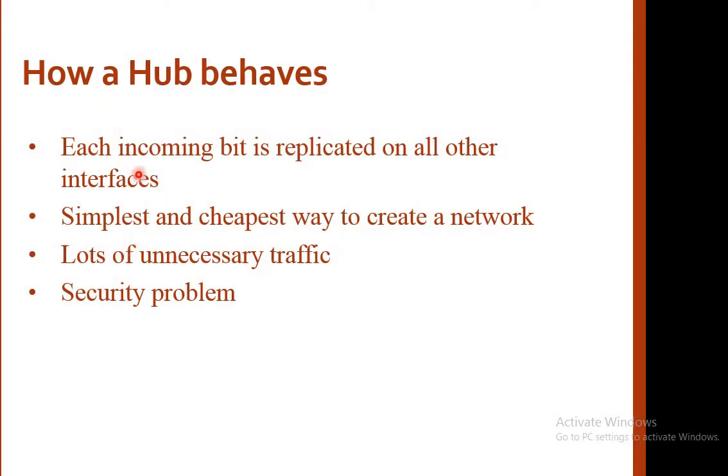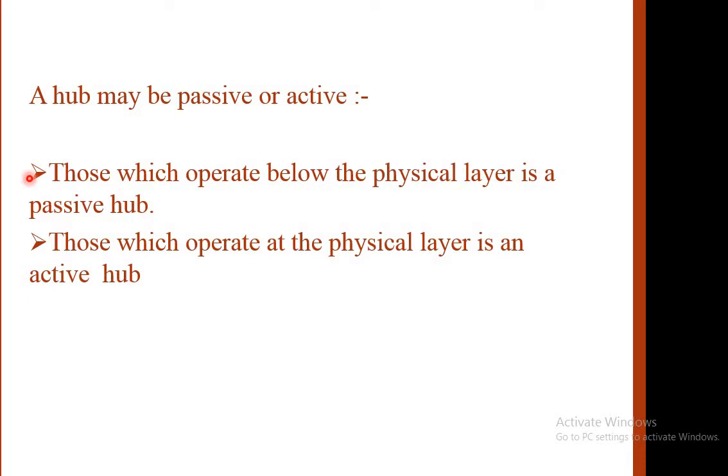How a hub behaves: each incoming bit is replicated on all other interfaces. It is the simplest and cheapest way to create a network. Lots of unnecessary traffic is present in a hub because we are transferring the data to all devices connected in that network, and there is a security problem in using a hub. A hub may be passive or active. Those which operate below the physical layer are passive hubs. Those which operate at the physical layer are active hubs.